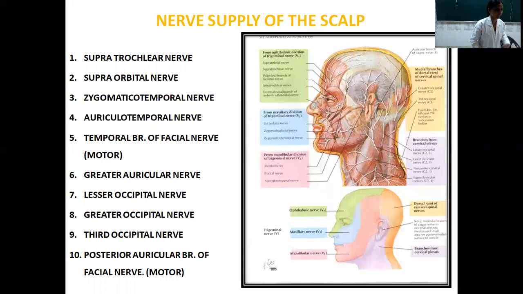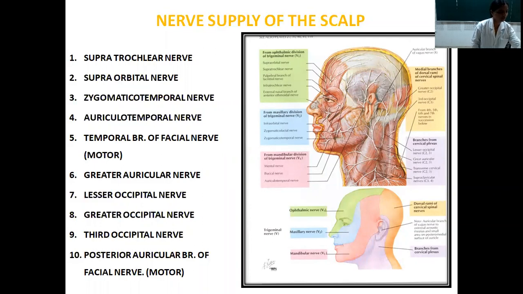Now behind the ear, the 6th one, the greater auricular nerve. Then lesser occipital nerve. All of you see the diagram: lesser occipital nerve, greater occipital nerve, third occipital nerve, and the posterior auricular branch of the facial nerve. The 10th branch is the motor branch, supplying the muscle present in the scalp. So these are the superficial, the cutaneous nerves supplying the scalp.